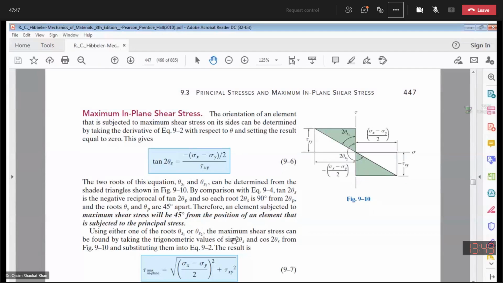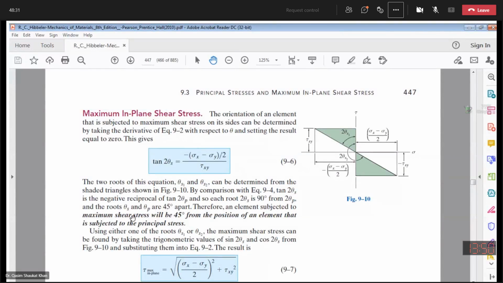This we can prove from the numericals, or from the Mohr circle very simply. The other thing is that the difference between 2 theta s1 and 2 theta p1 will be 90 degrees, so the difference between theta s1 and theta p1 will be 45 degrees. Similarly, the difference between theta p2 and theta s2 will be 45 degrees. So each root 2 theta s is 90 degrees from 2 theta p, and the roots theta s and theta p are 45 degrees apart. This is an element subjected to maximum shear stress.